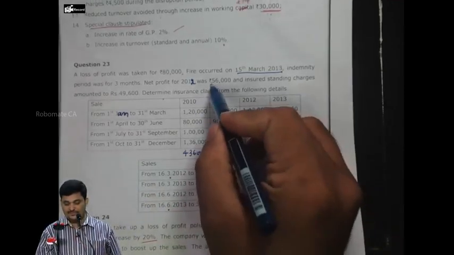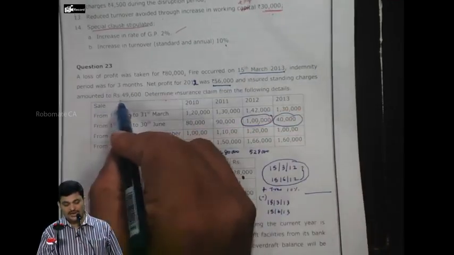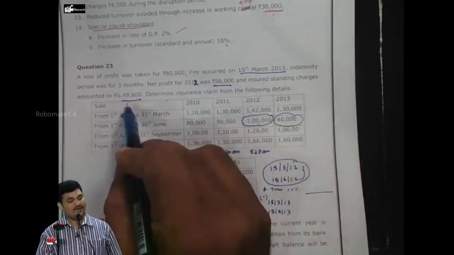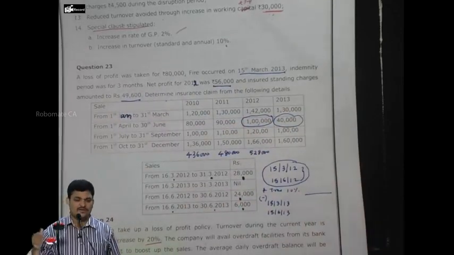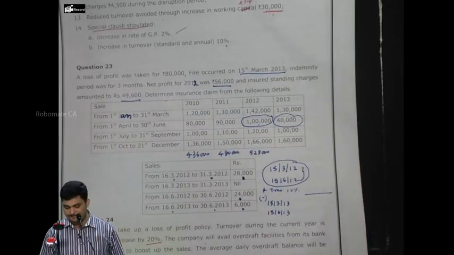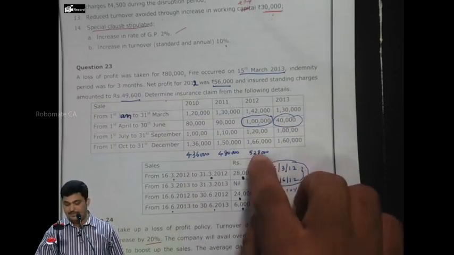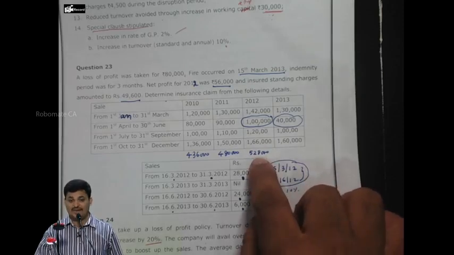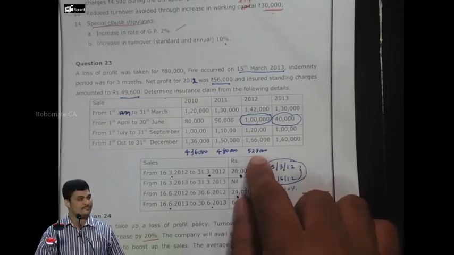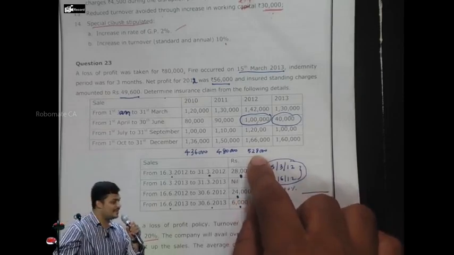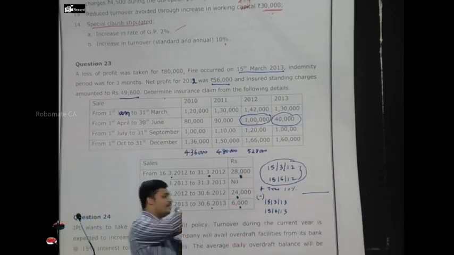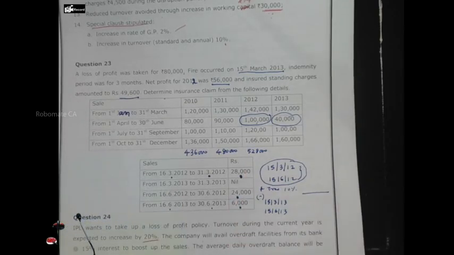What is net profit? What is insured standing charges? 56 plus 49,600. Quickly use calculator. 56 plus 49,600. 1,05,000 divided by that previous year sales. That year sales 5,28,000. 20% is correct. Short sales into GPR of 20%. You will get GP on short sales.